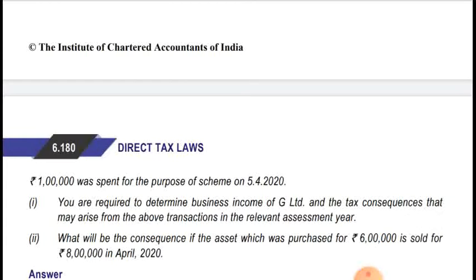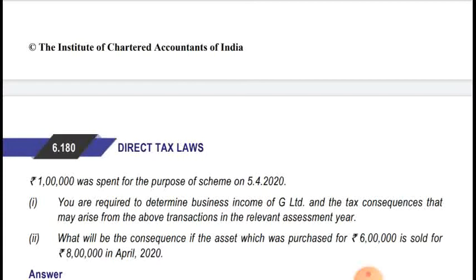So it is written in the provision that the amount should be utilized in the year of withdrawal only. The amount was withdrawn on 25th January 2020, that is previous year 1920, but the amount has been utilized in the next year, that is previous year 2021. So 1 lakh will be taxable in the previous year 1920.